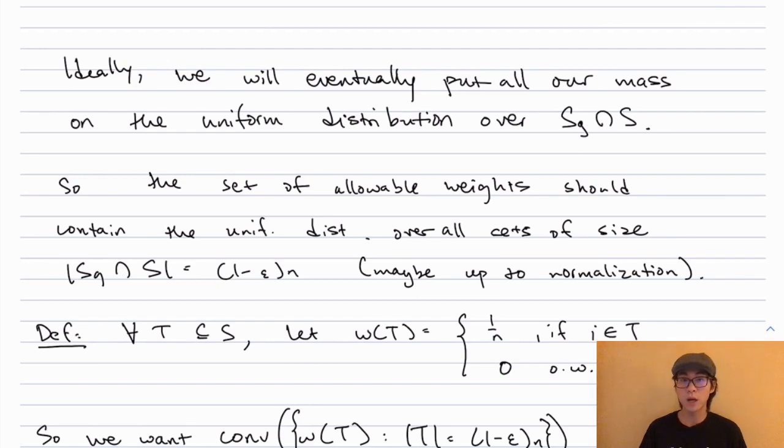Now, all we know about this set right now, before actually looking at the points, is that it has large size. It has size at least, or exactly, (1 - epsilon) times n. So in particular, the set of allowable weights should also contain the uniform distribution over all sets of that size, maybe up to some normalization factor. And this motivates the following definition.